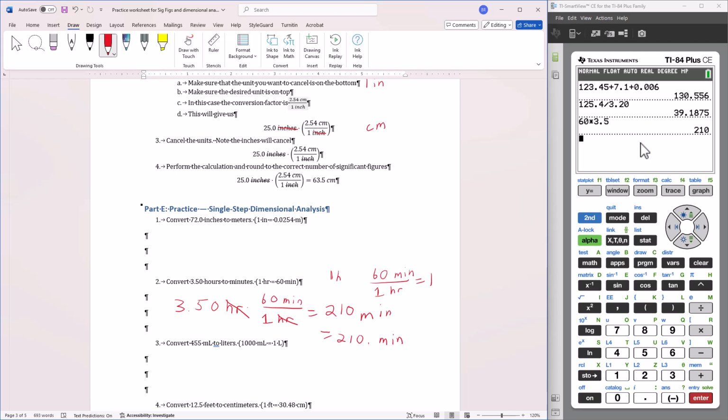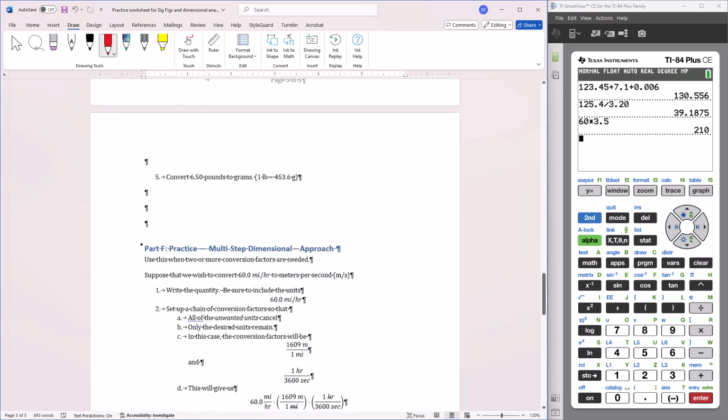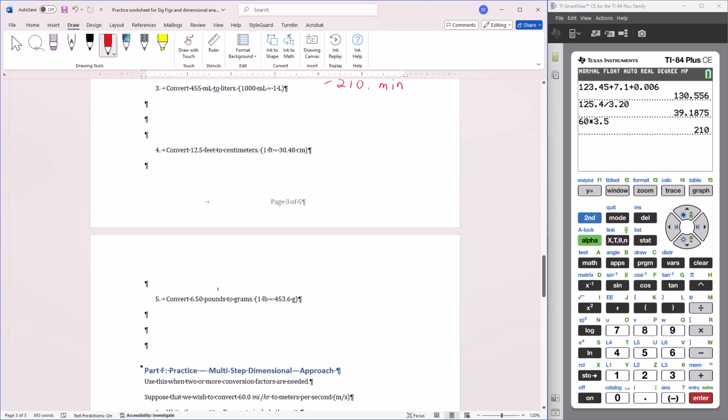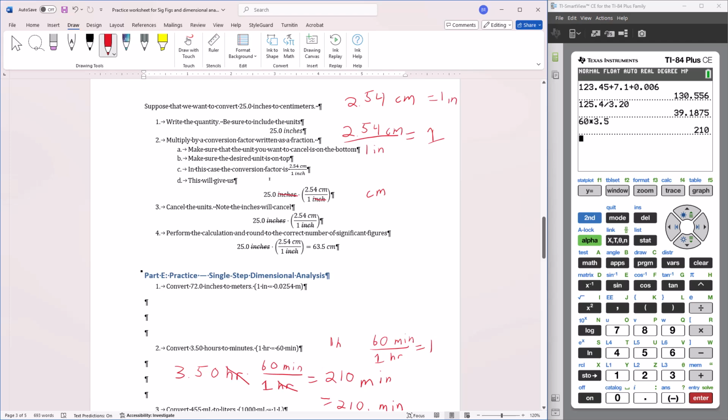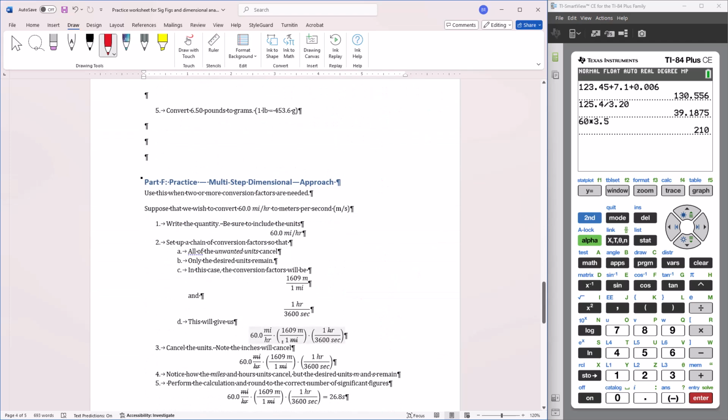All right, the last thing that we're going to do for this week, I think it's going to be Friday for your class, is basically dimensional analysis, but a multi-step approach, which is just like this step here. The only difference is we'll have to take multiple steps to get to the units that we want. In this particular case, we are going to start off with 60 miles an hour. I want to convert that to meters per second.